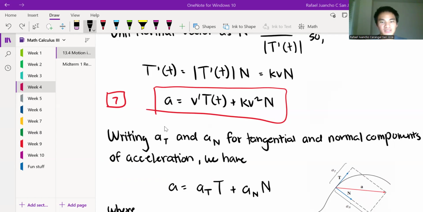To contextualize this, we can think of a passenger in a car. A sharp turn in a road means a large value of the curvature k. I'm assuming that's a k, right? So the component of acceleration perpendicular to the motion, so we're talking about the unit normal vector, is large. That component perpendicular to the motion is large, and the passenger is thrown against the car door.